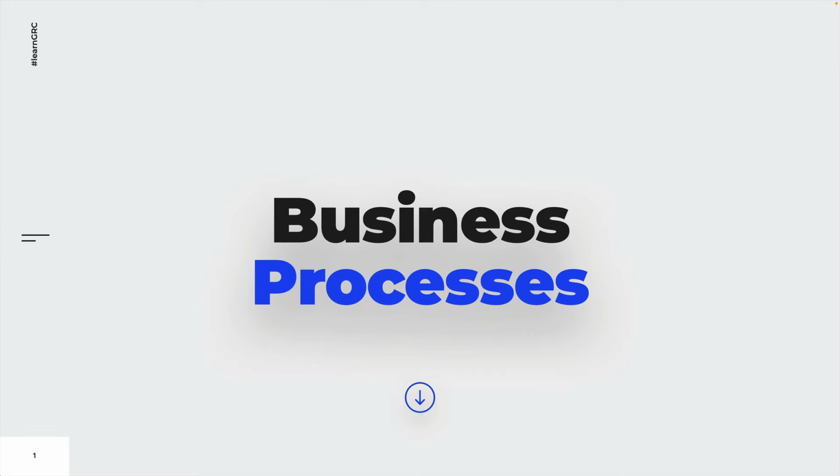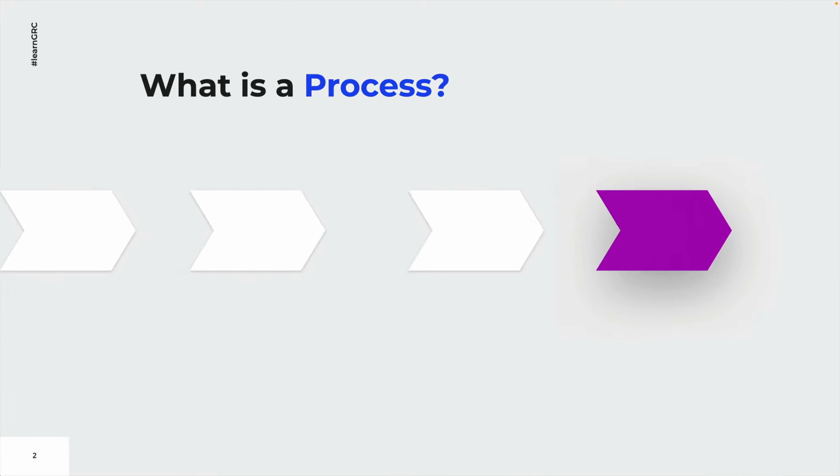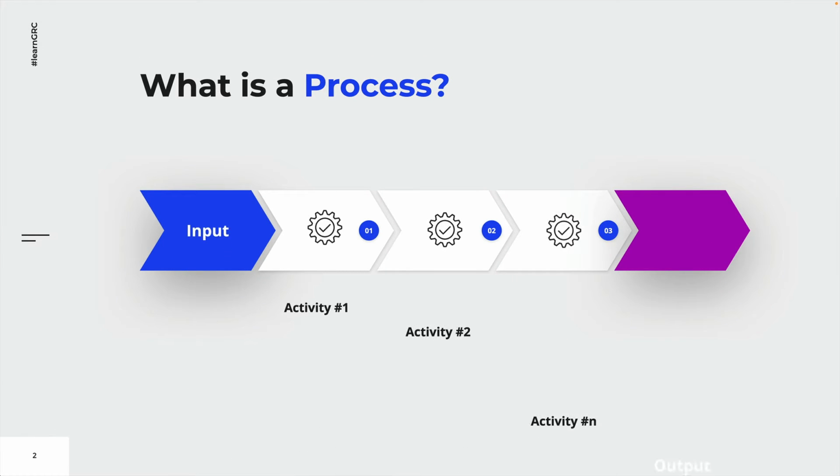In order to get started with business process management, we first have to learn the basics about processes. So what is a process? A process is a set or a series of activities that transforms input into output.